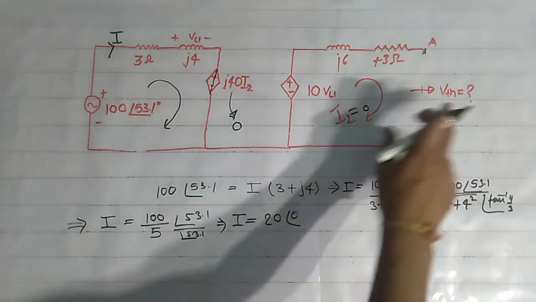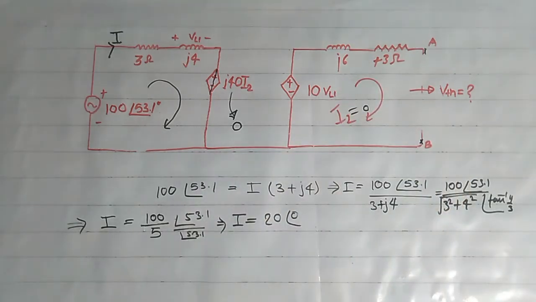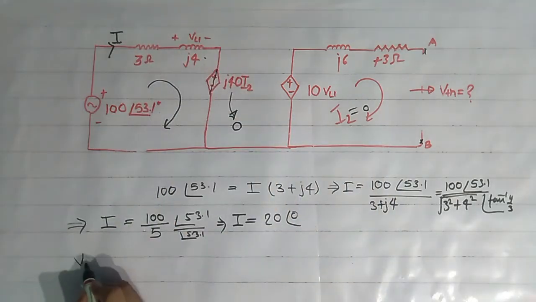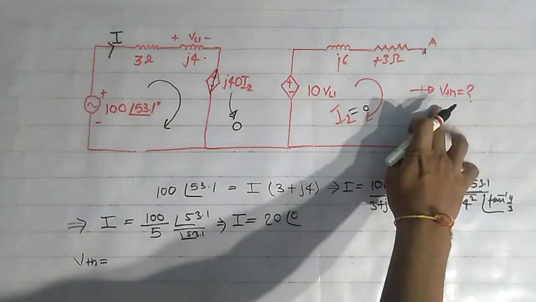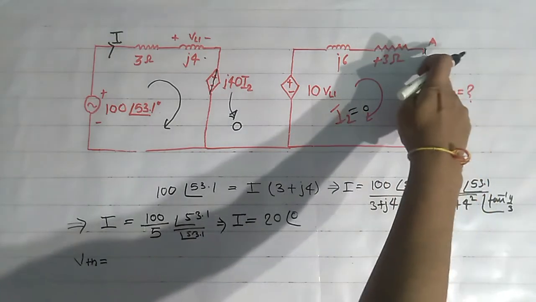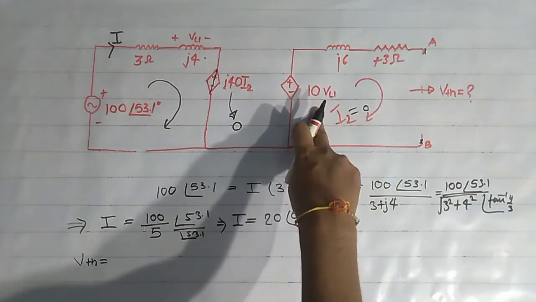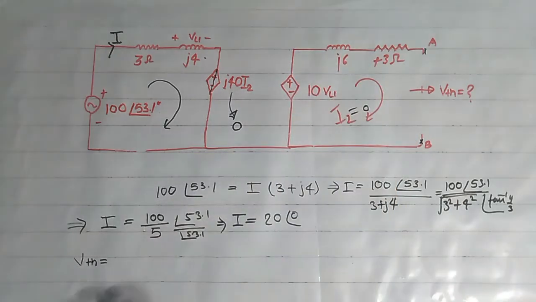Now we have to find the VTH, and VTH is equal to the voltage across this inductor. As this loop is open, this VTH is simply equal to 10 VL1 because current in this loop is 0. So VTH is equal to 10 VL1.